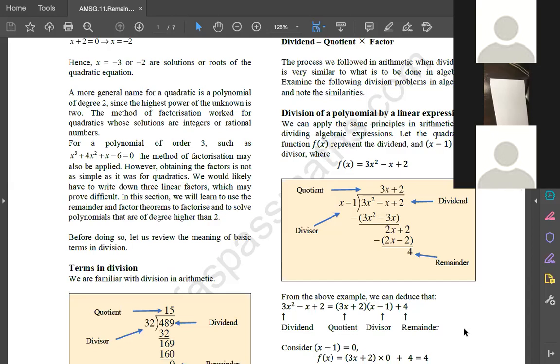So for a polynomial of order 3, now the order is the power. So we have order, exponent, power, and it is also called a degree. So for a polynomial of order 3, such as x cubed plus 4x squared plus x minus 6 is equal to 0. Now we always consider the highest power in the equation.